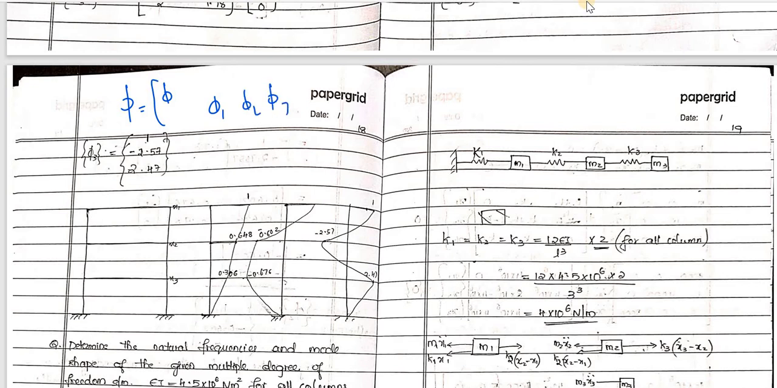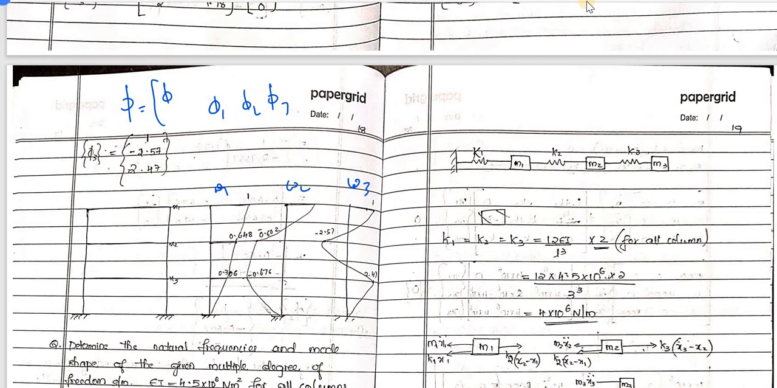So I can just draw the shape. So this is my mode shape. This is for when omega is equal to the first natural frequency, this is for the second natural frequency, and this is for the third natural frequency. So likewise I can easily find out the mode shape.